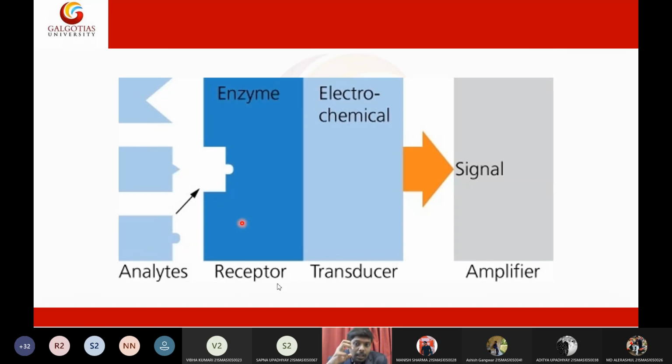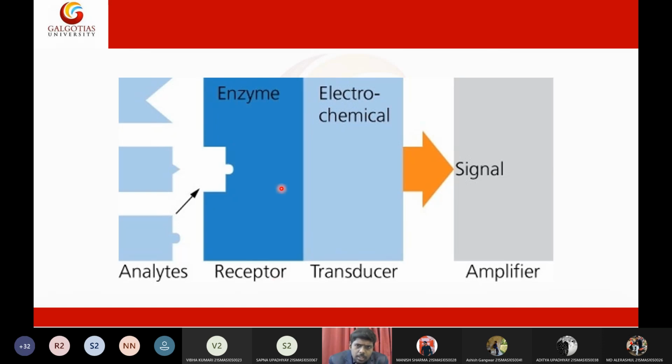Are we going to receive a light signal? Then we need to use an optical transducer. Are we going to receive a mechanical signal? Then we are going to use a piezoelectric transducer. Are we going to receive a heat signal? Then we will use heat transducers. So depending upon the type of signal we will receive, we will use a corresponding transducer. So the transducer depends upon the type of receptor we are using or the type of signal we want to capture.